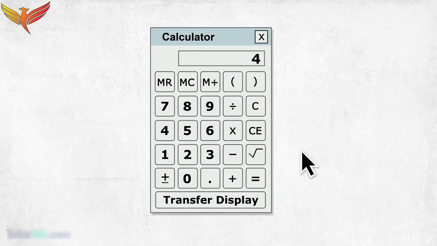which could cost you a question or two. As you can see, there are a limited number of basic functions available. One neat feature is that you can transfer a particular calculation from the calculator to the answer box by clicking on the Transfer Display button.